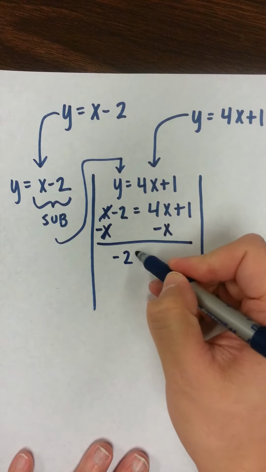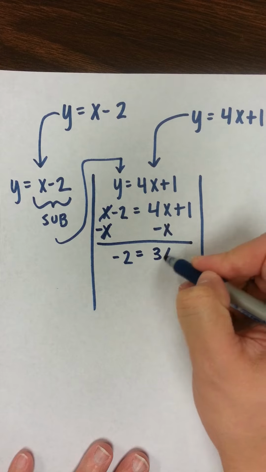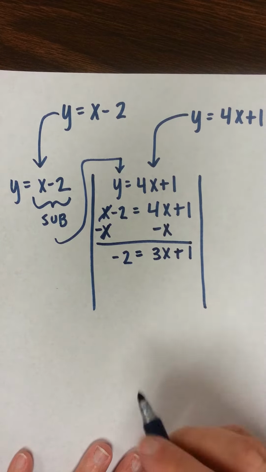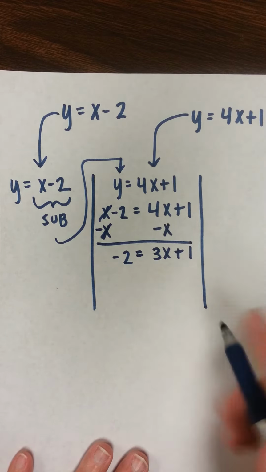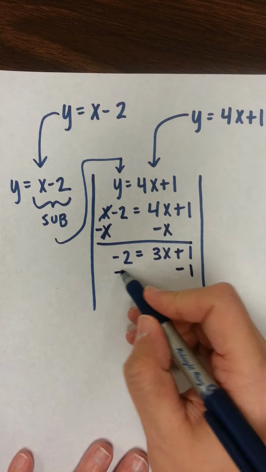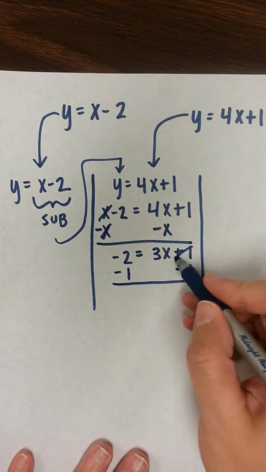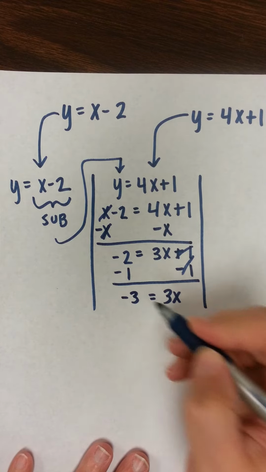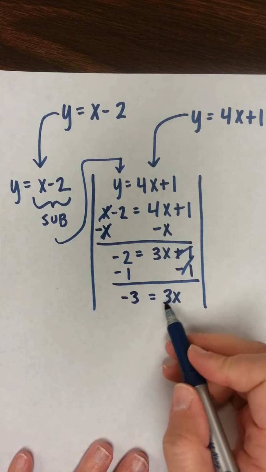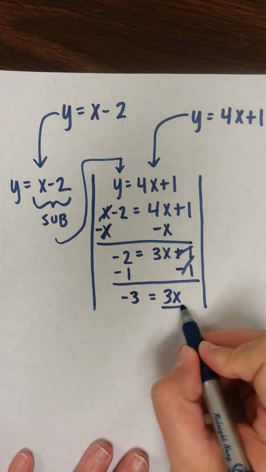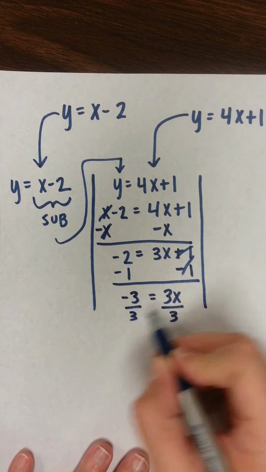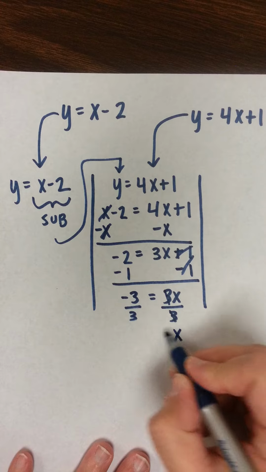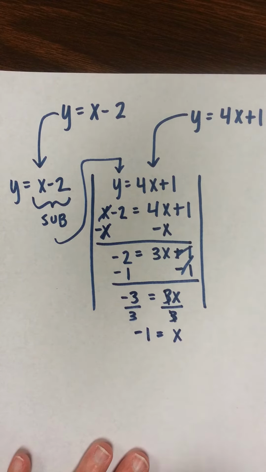I have negative 2 equals 3x plus 1. Now I need to get rid of the plus 1, so I'm going to subtract 1 from both sides. I have 3x is equal to negative 3. And then finally, to get rid of the multiply by 3, I'm going to divide by 3. So we have x equals negative 1.